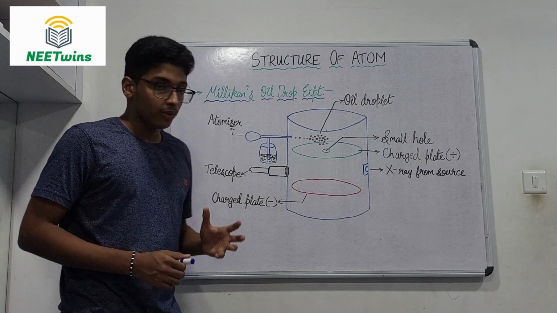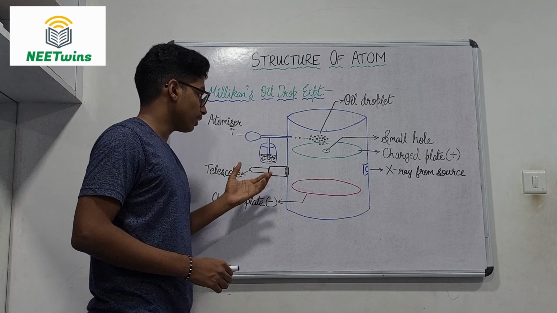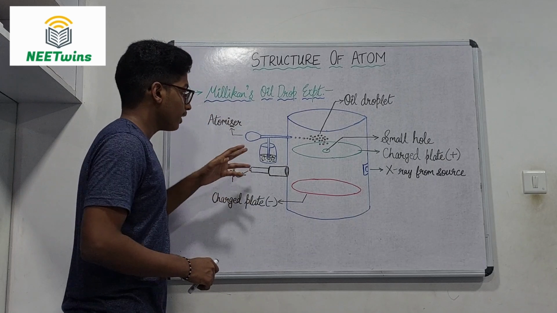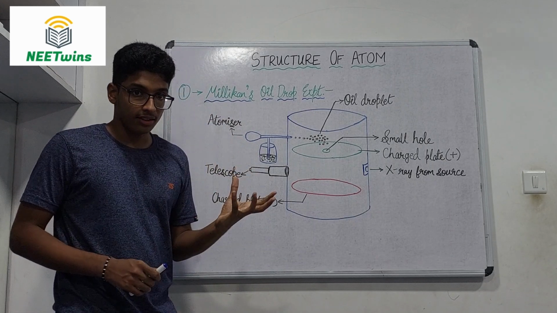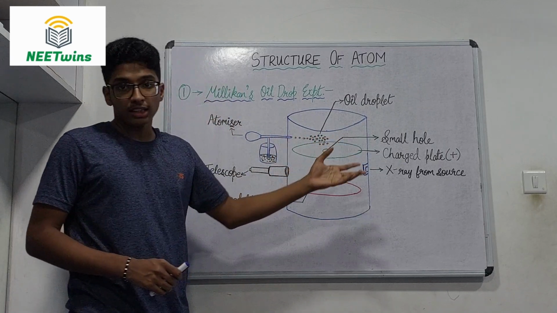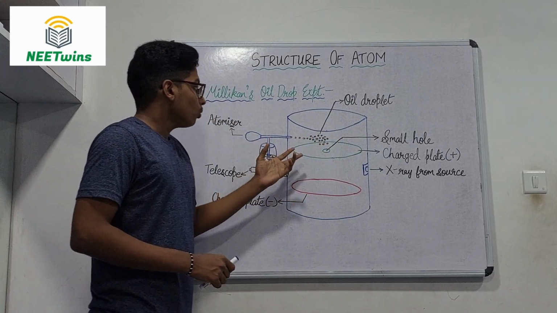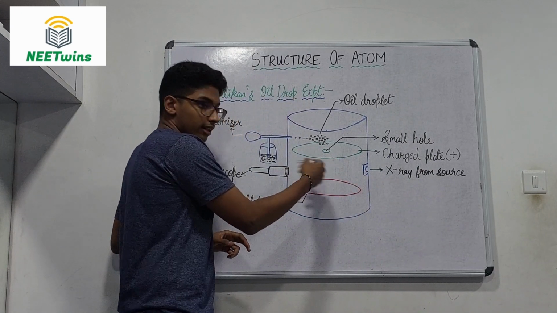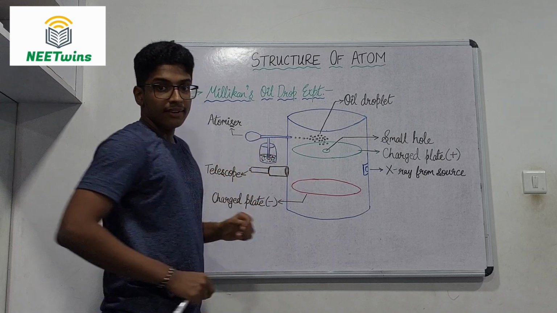What basically he did was he kept oil in a container and connected that to an atomizer. Now what does the atomizer do over here? It makes droplets from the oil that's there in the vessel, and those droplets will pass through a small hole that's there in the positively charged plate. Now when X-rays from the source pass here, the air particles in the gap between the plates get ionized.